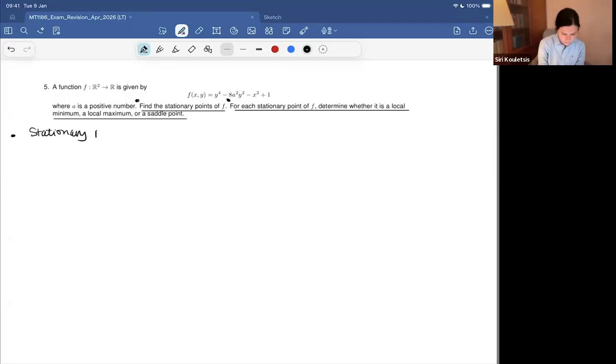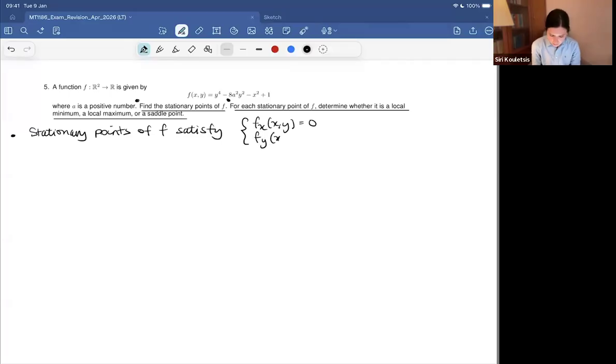Now, stationary points, as we talked about in the Lagrangian, well, they satisfy that the first order partial derivatives of f with respect to x and y respectively are set equal to 0. Well, this simultaneous system here is satisfied, sorry.